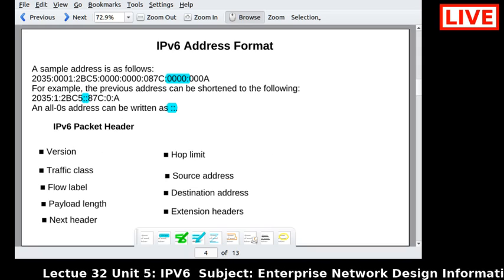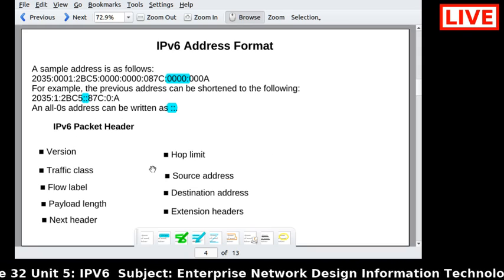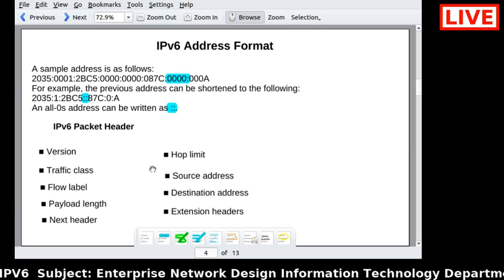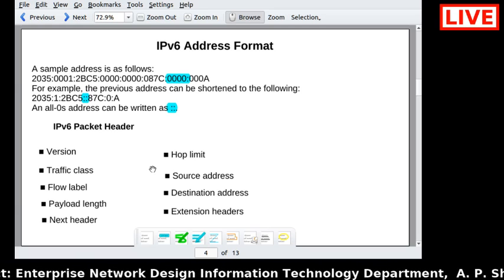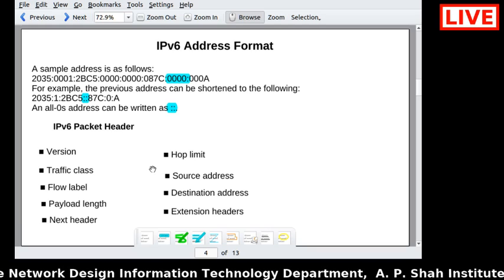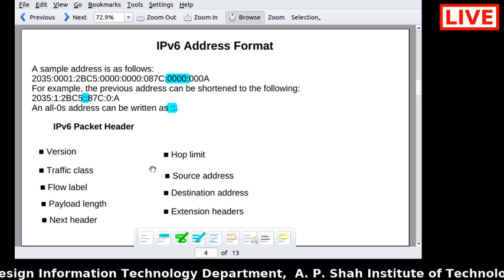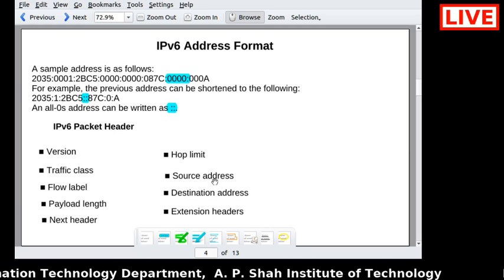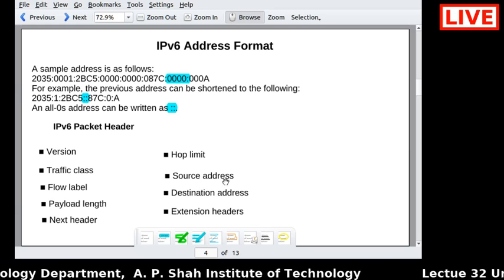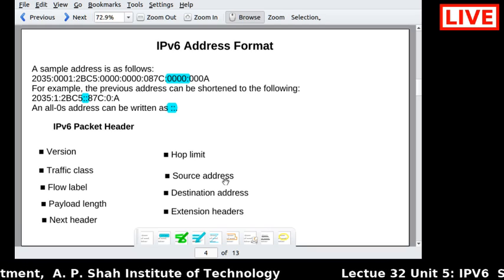Then we will see what the packet header format is for IPv6, right? In IPv4 we have also seen this packet header format. In that, IPv4 is 32 bit and IPv6 is 128 bit, right?